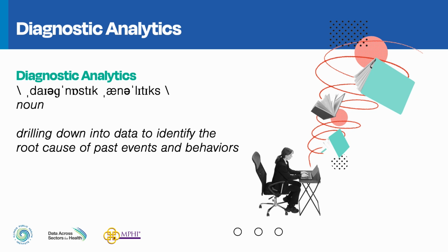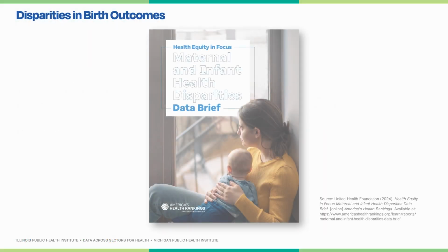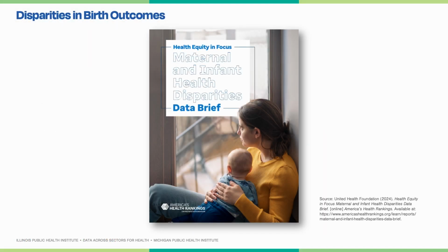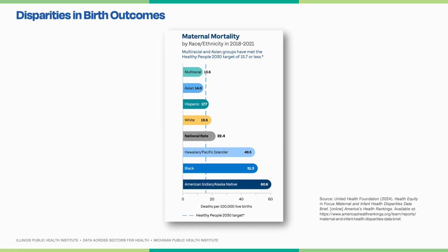It allows us to ask critical questions about cause and effect, providing insights into the factors driving disparities or challenges. For example, the United Health Foundation's 2024 Maternal and Infant Health Disparities Data Brief sheds light on persistent disparities in maternal health outcomes in the United States. Birth-giving individuals from American Indian, Alaska Native, Black, and Hawaiian Pacific Islander communities experience maternal mortality rates 2.5 to 4.5 times greater than other groups.